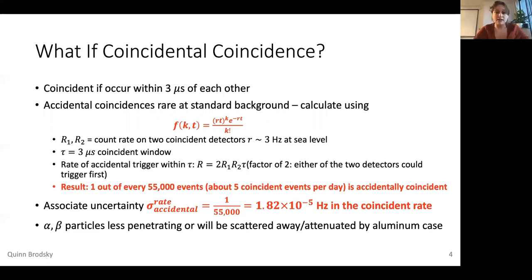We know that these events will largely be due to muons, since the other particles that make it to the surface of the Earth, like alpha and beta particles, or equivalently just random protons and electrons, will scatter away before they reach the detectors, or the aluminum case will attenuate them so that they never reach the detectors in the first place. So a large majority of the events that we see will be due to muons.